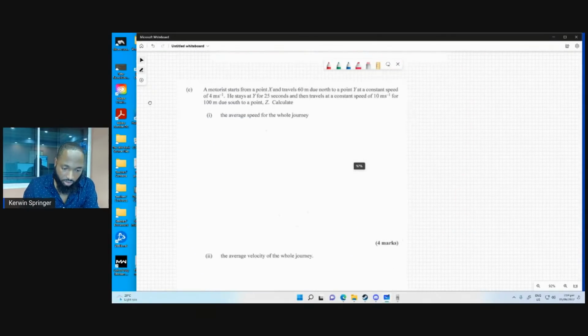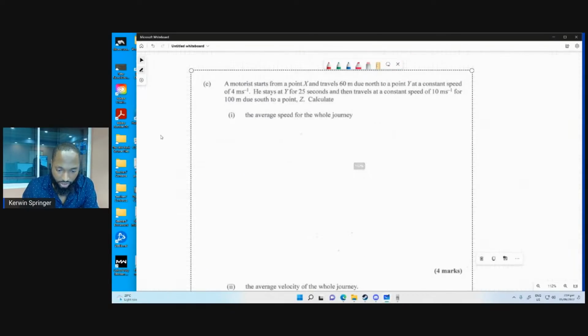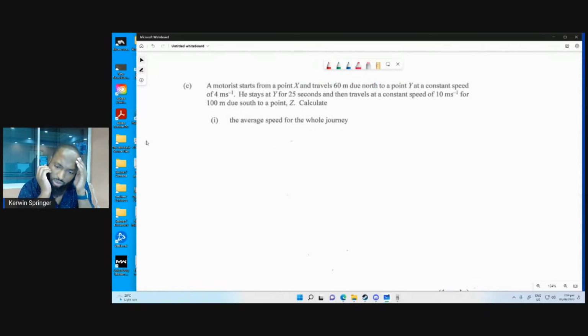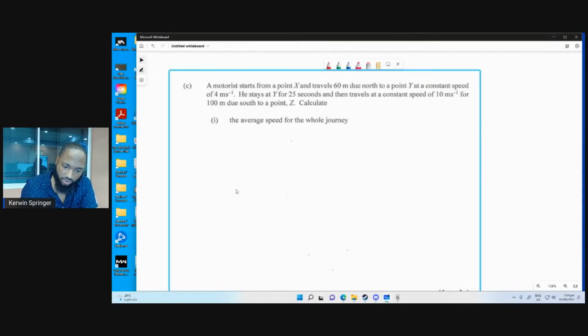Okay. So a motorist starts from point X and travels 60 meters due north to point Y at a constant speed of 4 meters per second. He stays at Y for 35 seconds, and then travels at a constant speed of 10 meters per second. The average speed of the whole journey.